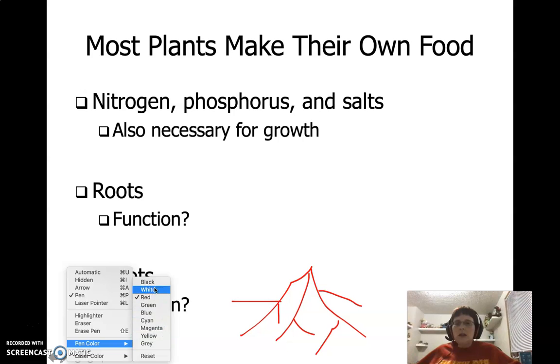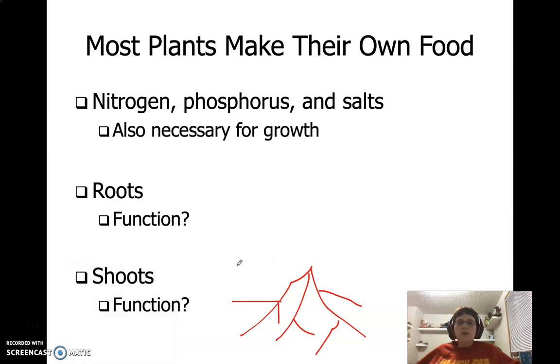Let's see. We'll make it black. Underneath the soil. All right, and that makes sense. So there are plants like orchids that don't need soil for their roots, but for most plants, their roots are going to be under the soil. So what are some functions of roots? Most people know that roots are used to bring up water. So they're used to draw water from the soil.